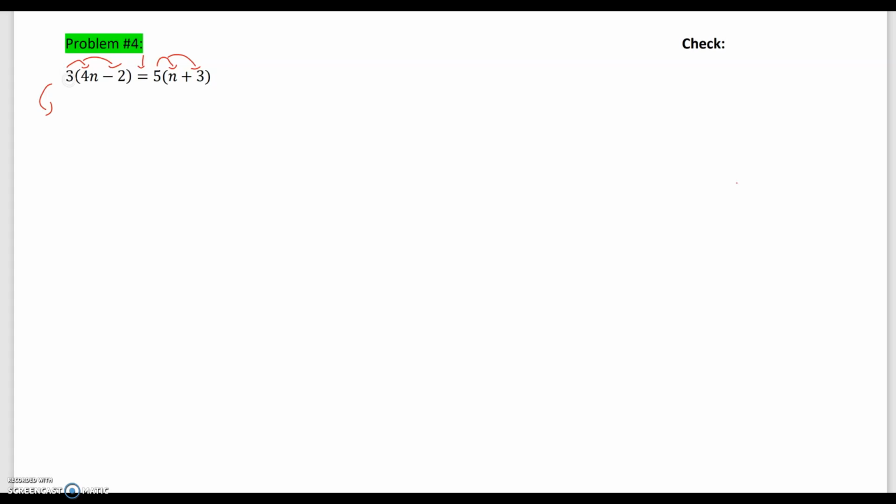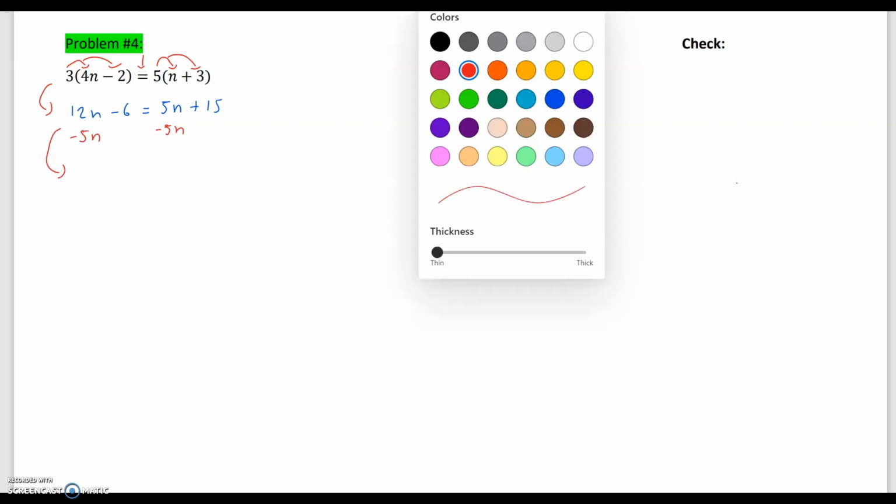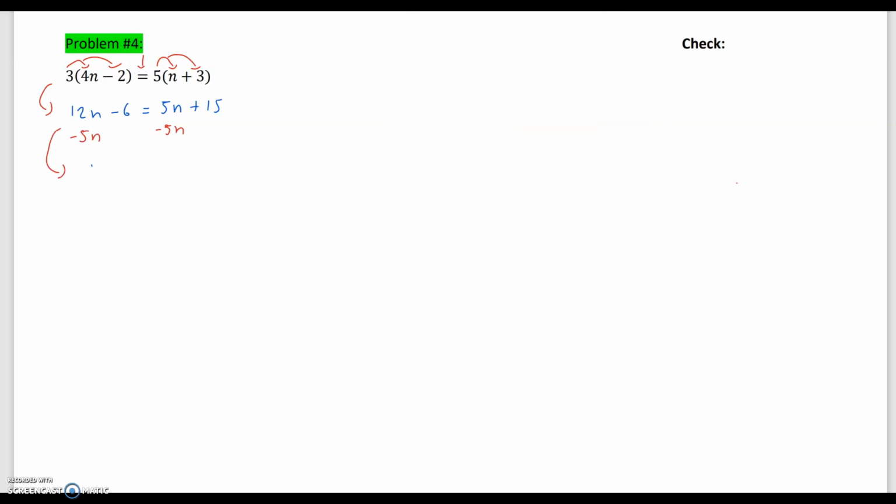As we multiply the 3 times 4n minus 2, we're going to end up with 12n minus 6. This is equal to 5n plus 15. And then what I'm going to do here is put the n's on one side. So I'm going to keep them on the left. We already have the equation in standard form, so I'm going to be subtracting 5n from both sides and then rewriting the equation. In this case, this is going to give us 7n minus 6 is equal to 15.